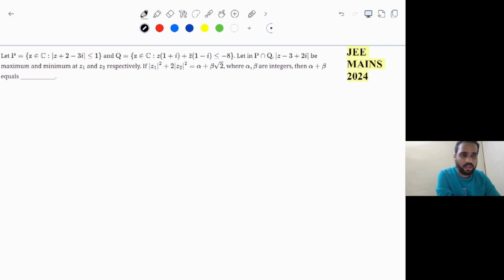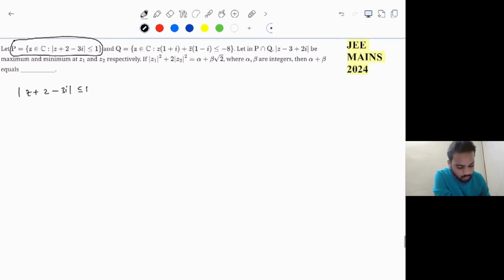And this is a question from JEE Mains 2024 session. It is one of the good questions which was asked that year because it's a purely geometrical application based question. So let's try to analyze it part by part. Let's take the first part. Given that P is a set containing Z belongs to complex numbers such that modulus of Z plus 2 minus 3i is less than or equal to 1.